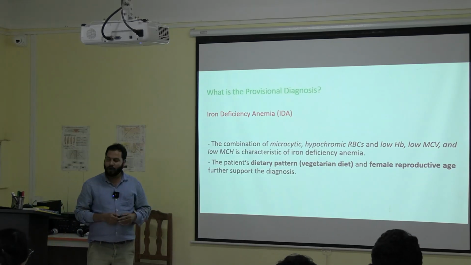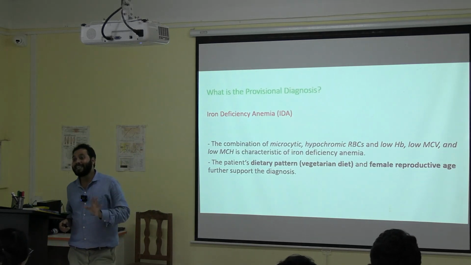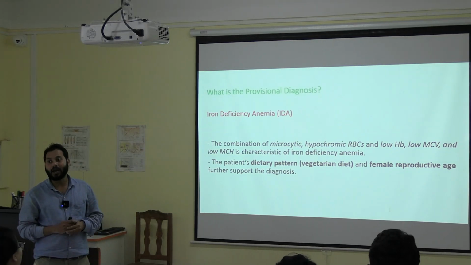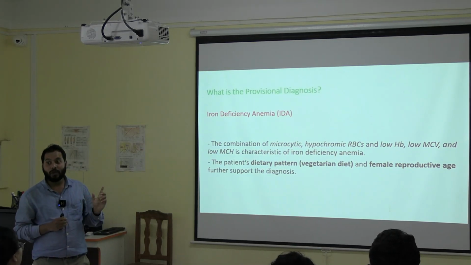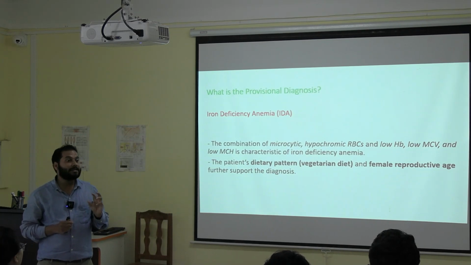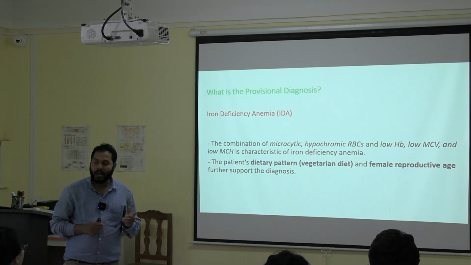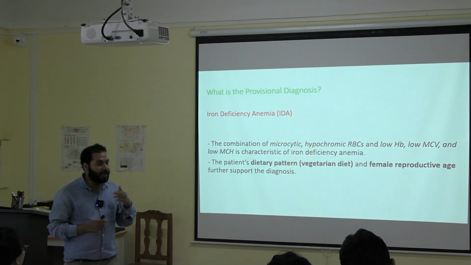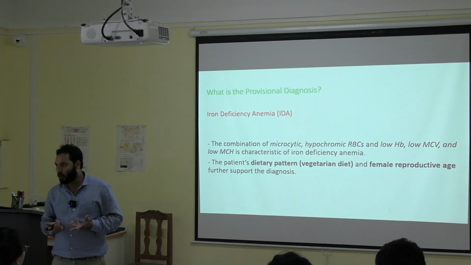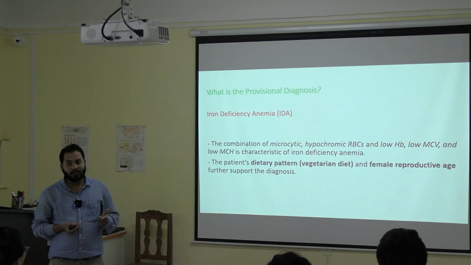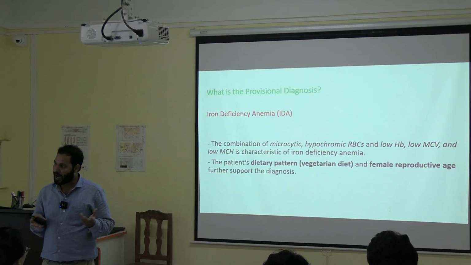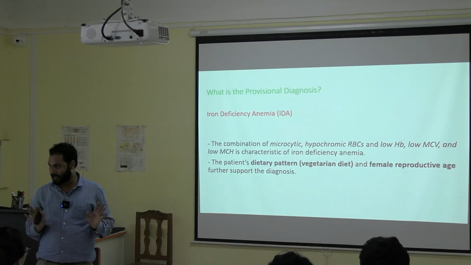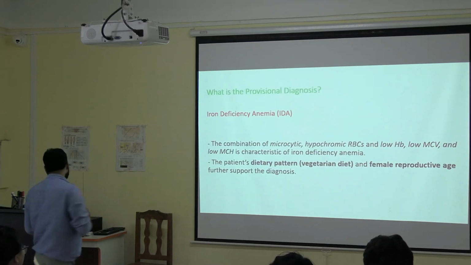Now another important point given here is the person's age. The person is in the reproductive age group, right? So what we have seen in this case is persistent menstrual bleeding, which lasts for 7 to 8 days. So blood loss is happening. Due to that blood loss, there is a high chance of loss of iron too. So the body can suffer from iron deficiency. Clear?